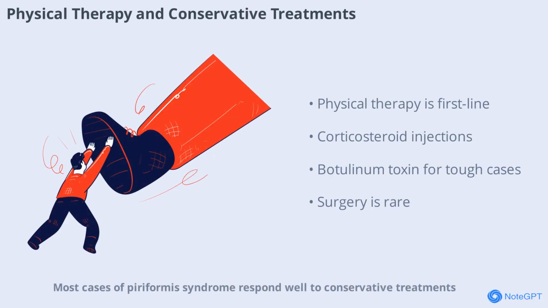Most cases of piriformis syndrome respond well to conservative treatments. Physical therapy is often the first line of management, focusing on stretching and strengthening the piriformis and surrounding muscles. Corticosteroid injections may be used to reduce inflammation and pain. In some cases, botulinum toxin (BT) injections are considered, especially when other treatments fail. Surgery is rarely needed, reserved for severe or persistent cases. Early intervention with these methods can prevent chronic pain and disability.